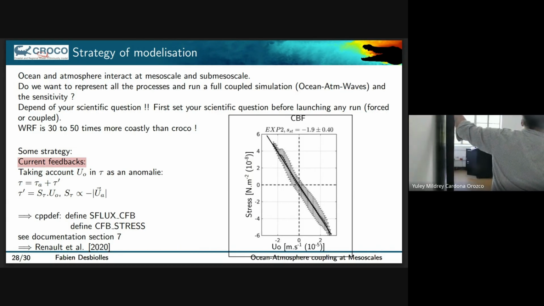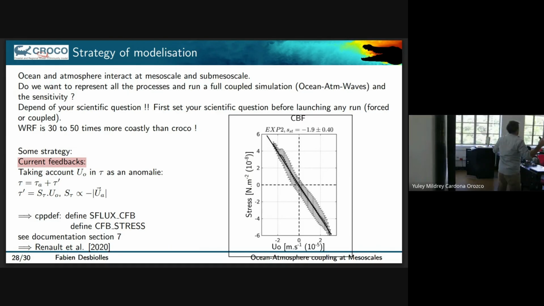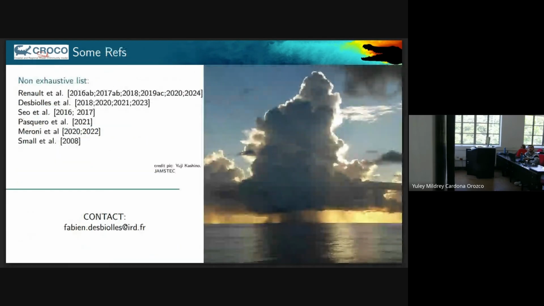How do we do that in CROCO? There are some CPP keys to define. Here are the two main lines. I propose you see section 7 in the documentation, and read the paper of Lionel, 2020, who has done a lot of experiments to better represent the current feedback in a forced case of an ocean model. So that's it for me. Here is a non-exhaustive list, but the main papers that I discussed in this presentation.